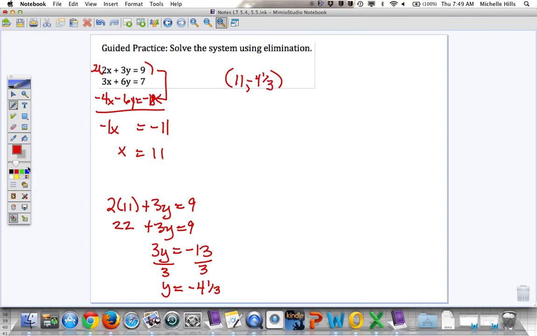My check, again, use the equation I didn't just use. Check if 3 times 11 plus 6 times negative 4 and 1/3 really does equal 7. Plug this in your calculator. It does, so that checks.